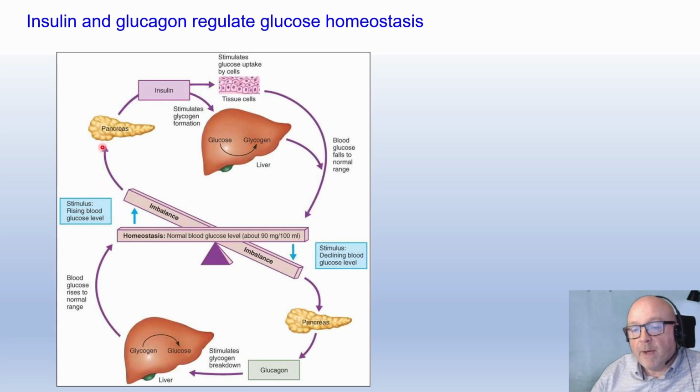This is sensed by the beta cells in the islets of Langerhans in the pancreas, which secrete insulin in response, and then this will bind to tissues that express the insulin receptor. These will be so-called insulin sensitive tissues, and these tissues will then be stimulated to uptake glucose. Typically, the mechanism we've talked about is the transport of GLUT4 containing vesicles to the cell surface. This will cause blood glucose to fall back towards the normal range or below, and then we go back around.